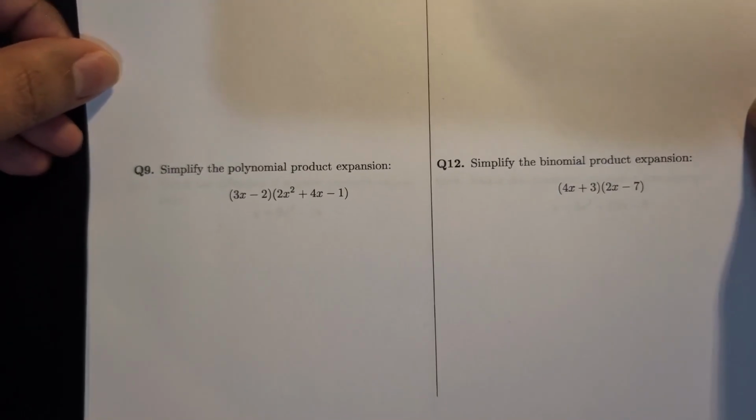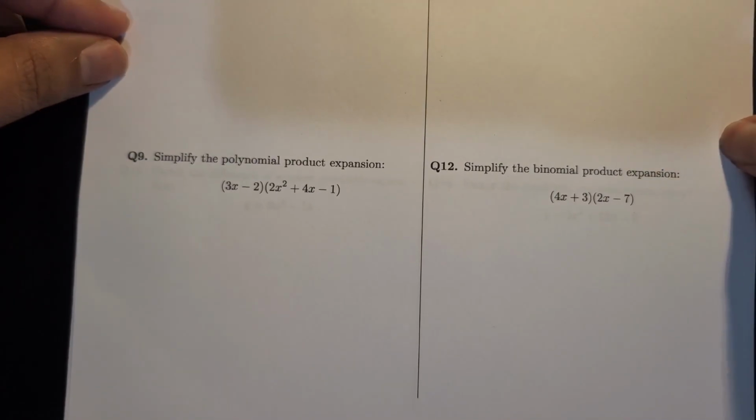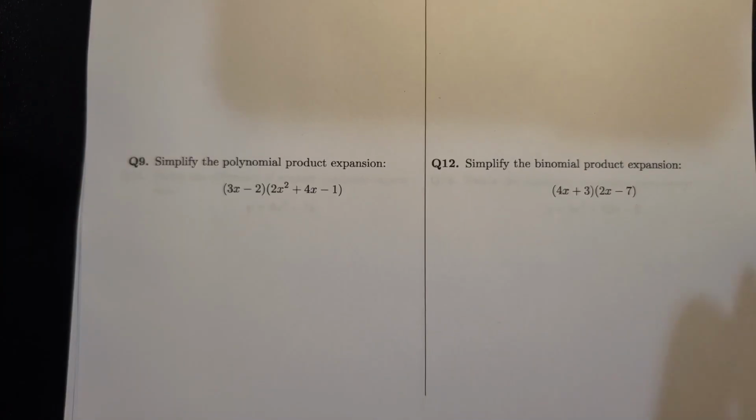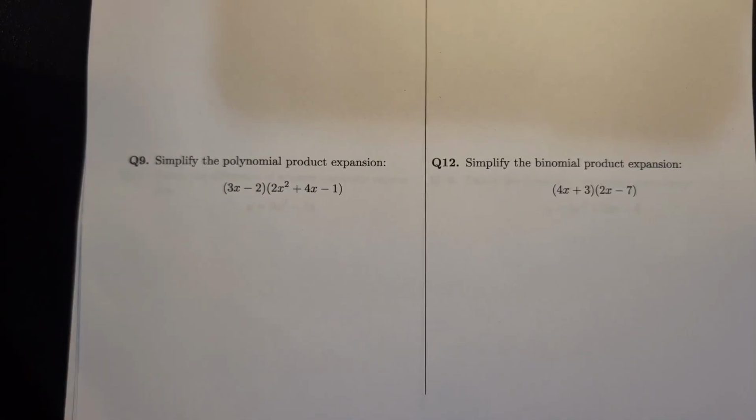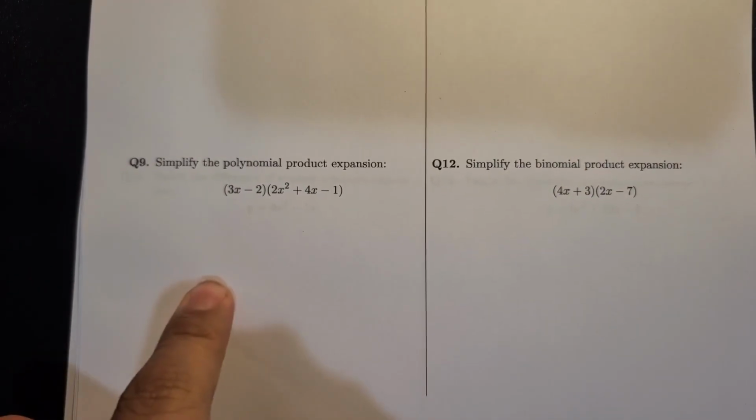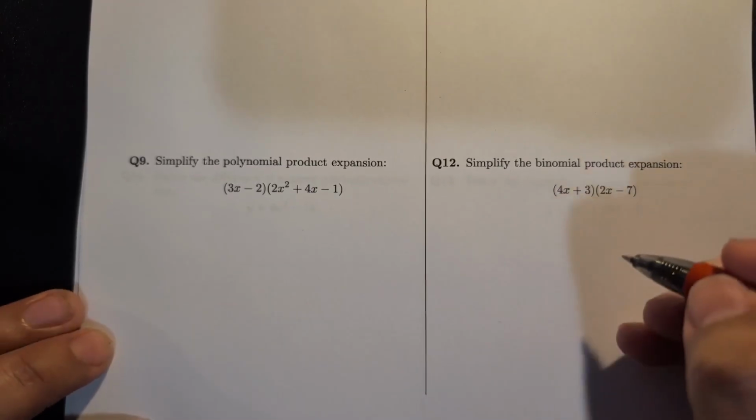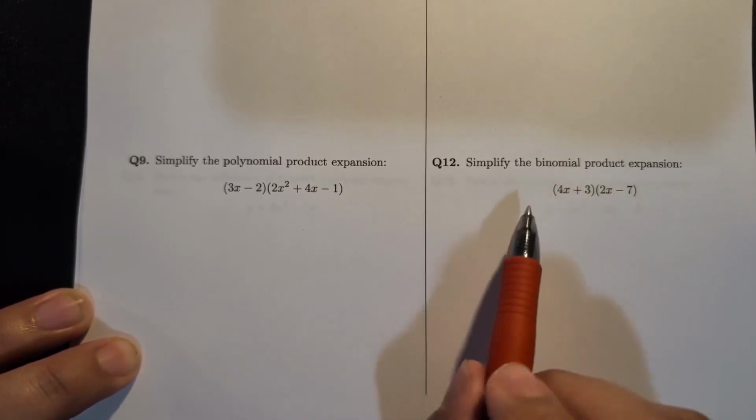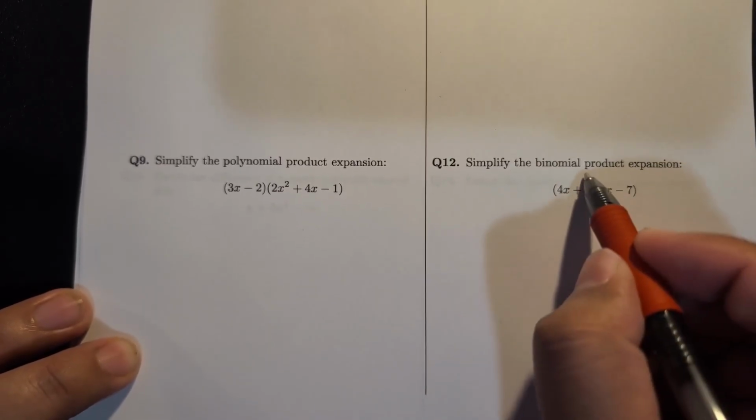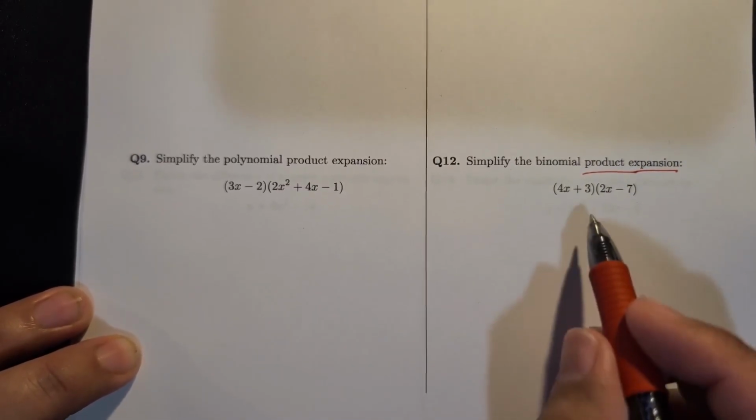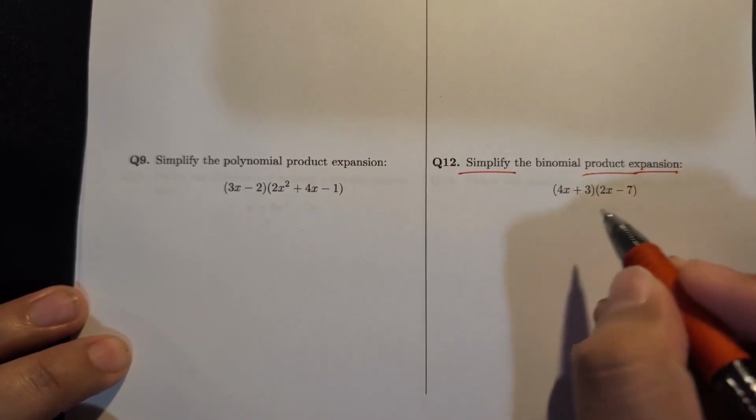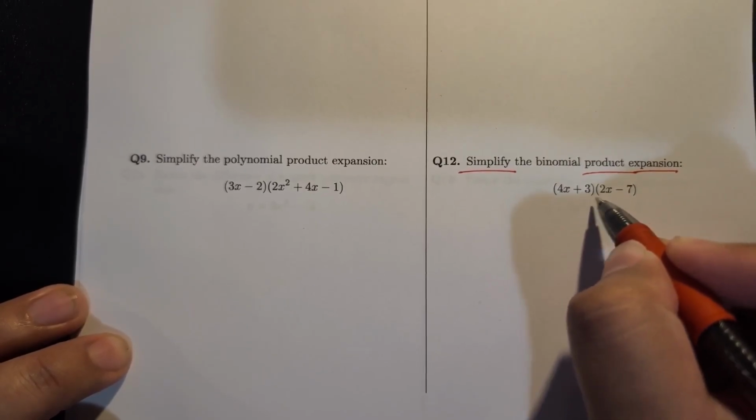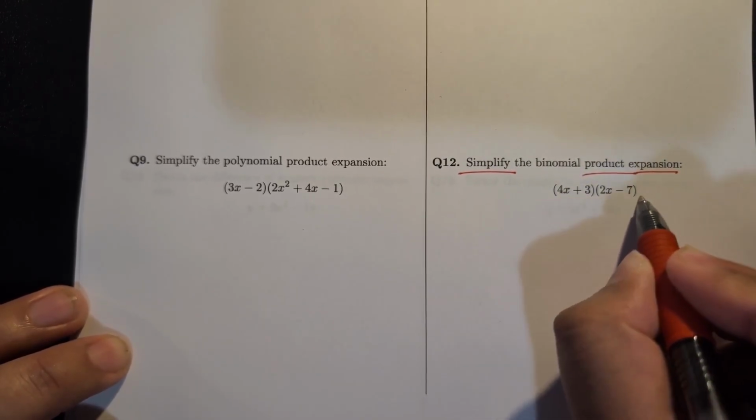Looking at the bottom problems, let's see. Question 9 and 12. Let's do question 12, and then I'll let question 19 be for you guys. So question 12, I want to simplify the product expansion. So what that means is I need to multiply and then I need to simplify afterwards. So here I have a 2-term times a 2-term.